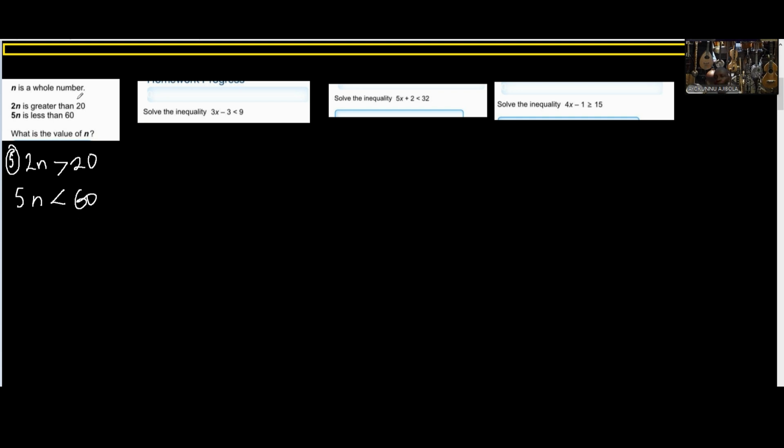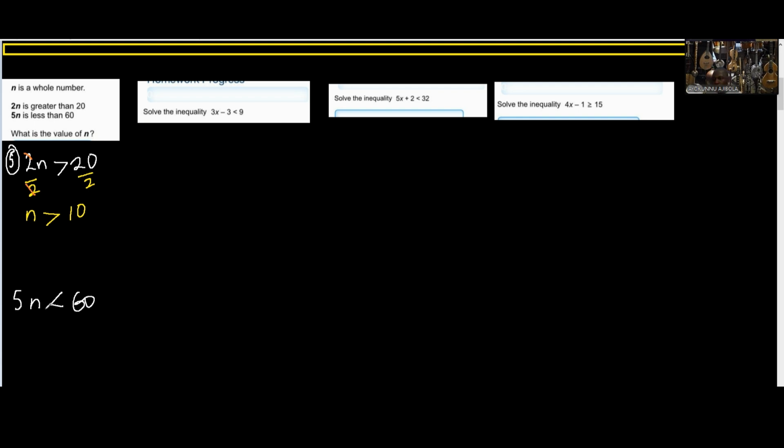Now, from the first expression, we can separate these expressions. From the first expression, we have 2n is greater than 20. Then if you divide both sides by 2, then we can say n is greater than 10 because 2 is going to cancel 2. Is that clear? When 2 cancels 2 here, we have only n remaining. Then 20 divided by 2 is 10. So n is greater than 10. n cannot be 10. n can be numbers greater than 10. Is that clear? Good.